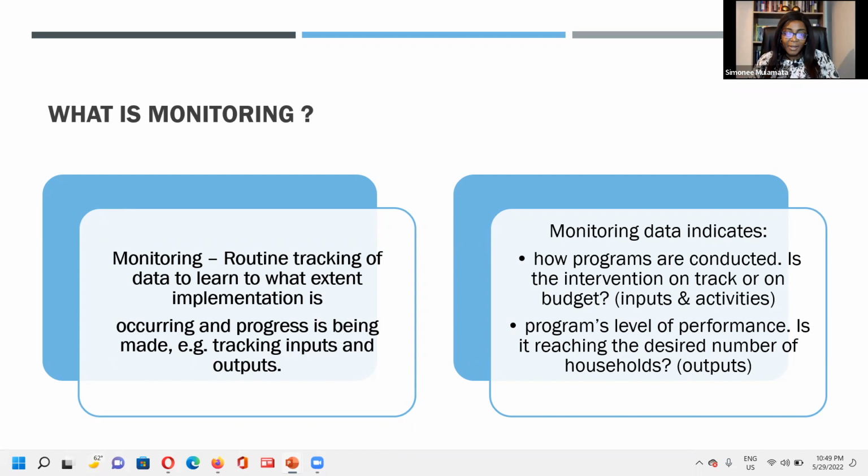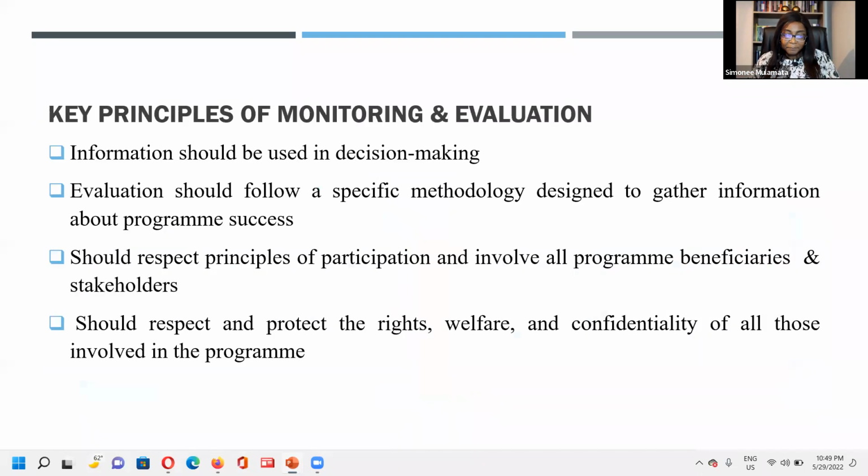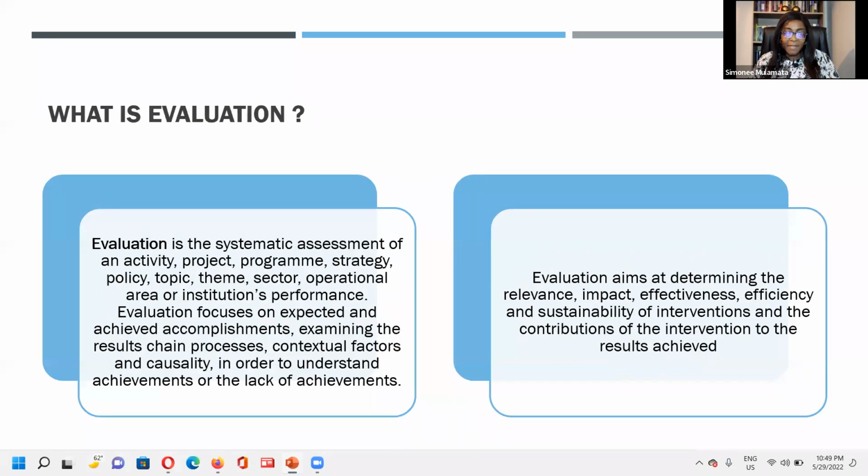And then we have evaluation. Evaluation is the systematic assessment of an activity or a project or a program or a strategy. It can also be a policy, it can be a topical theme, it can be a sector, it can be an operational area, or its institutional performance. That is evaluation. It already tells you the scope, as compared to the mindset around the detail of monitoring.